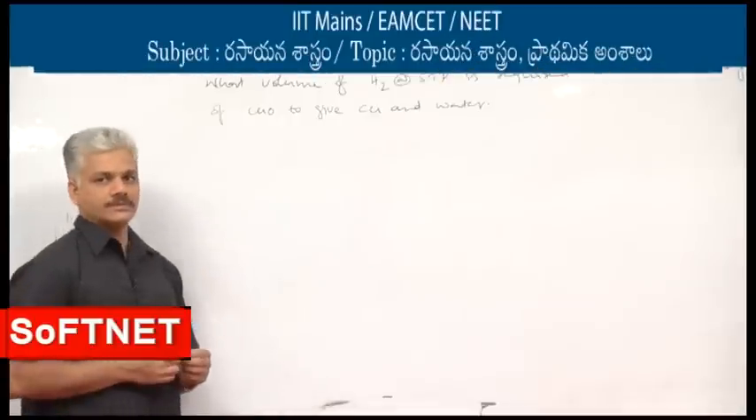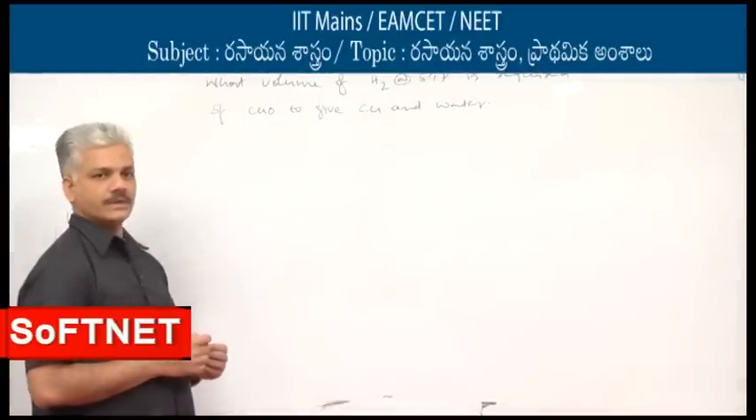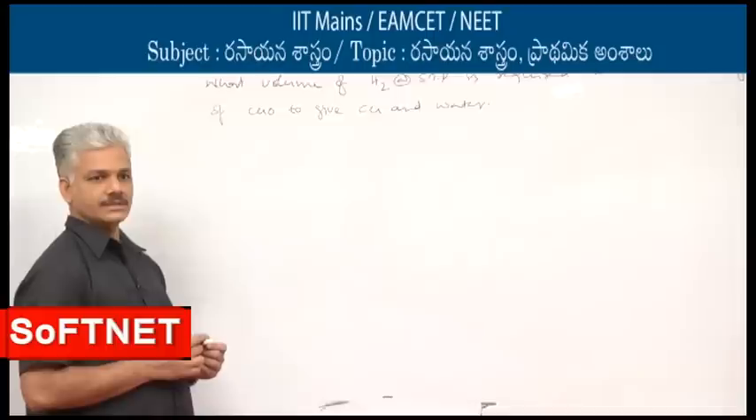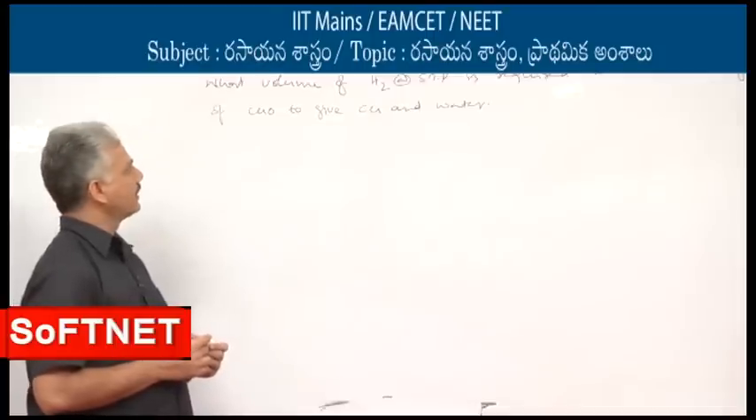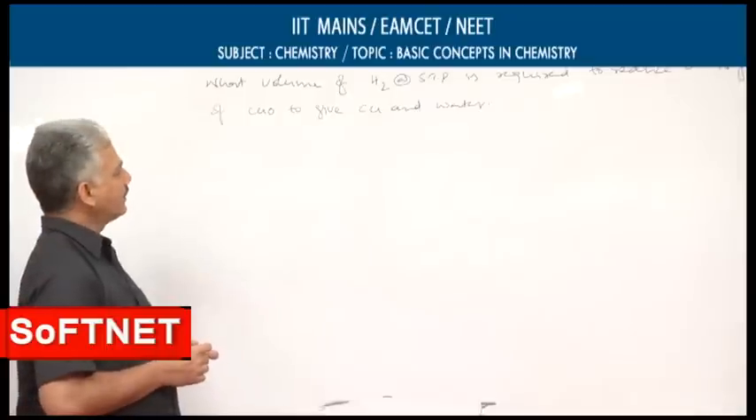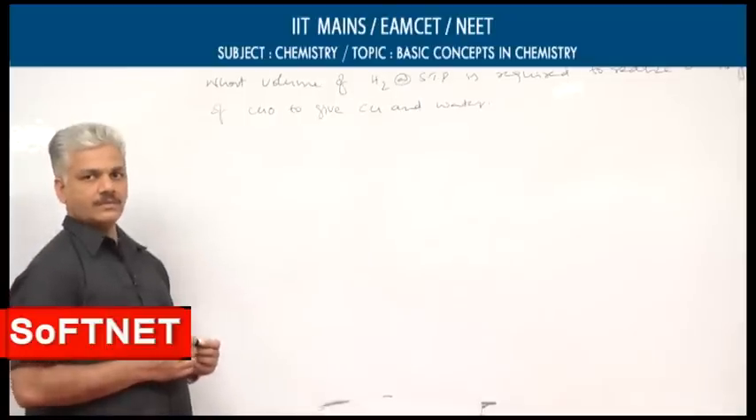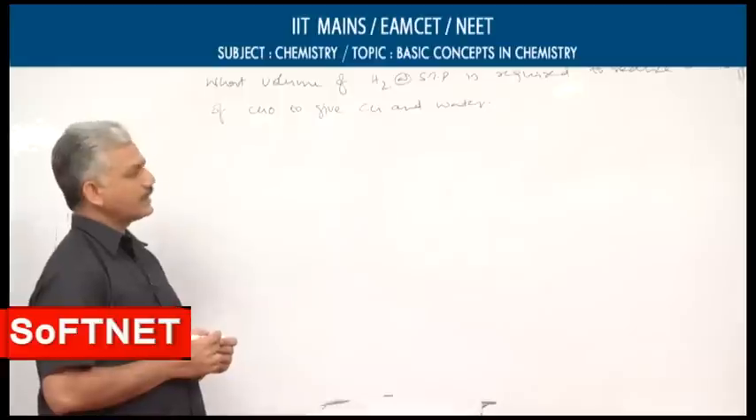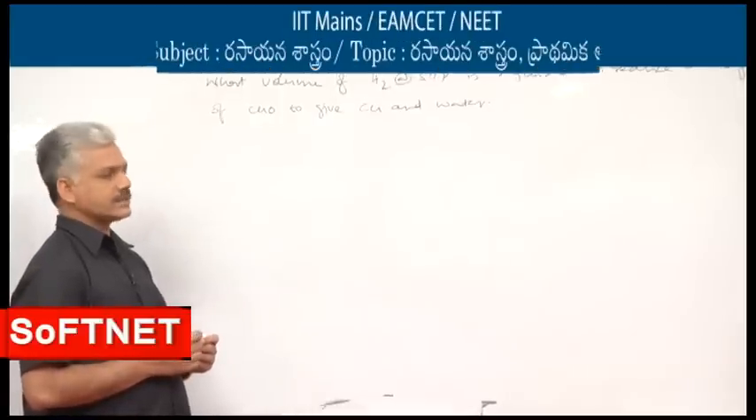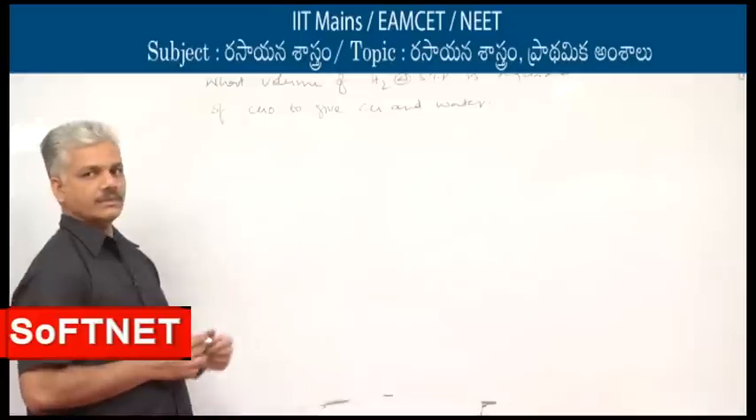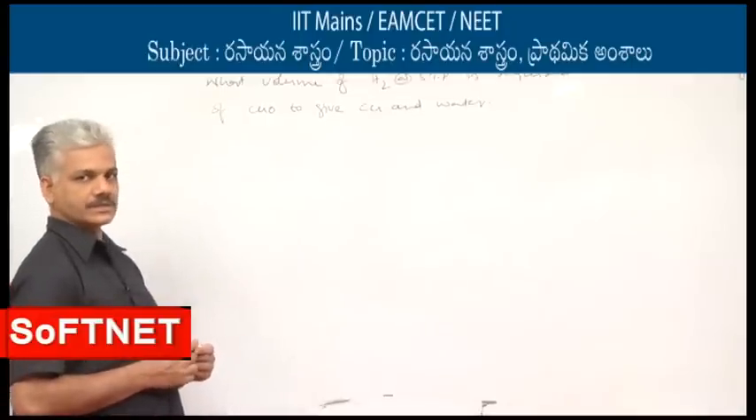Say a problem comes like this: what volume of hydrogen at STP is required to reduce 0.795 grams of copper oxide to give copper and water? This problem is also based on the mole concept only. The difference is you have to write down the corresponding equation to solve the problem. Data will be available in the problem for writing the balanced equation.